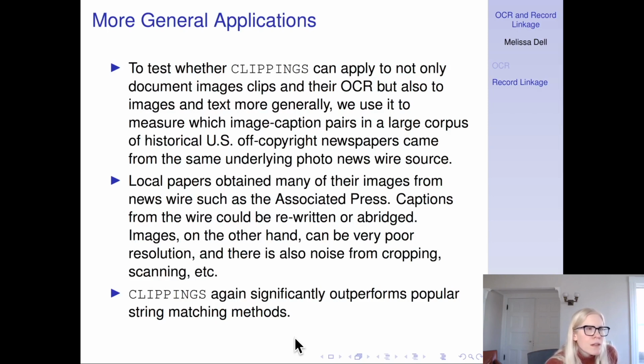A lot of papers got their images from the Associated Press. There's also a wire for the United Press. And they got captions, but they tended to significantly abridge or modify those. They could also significantly crop the image, or the resolution can be really, really poor because these came over first a telegraph and then later a telephone wire, and then they're scanned, and there can be pretty poor resolution. And so we find that clipping significantly outperforms popular string matching methods.